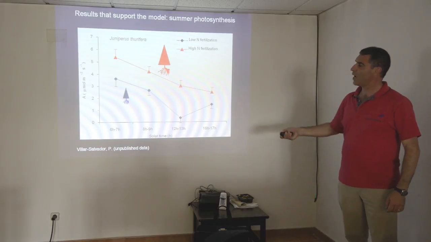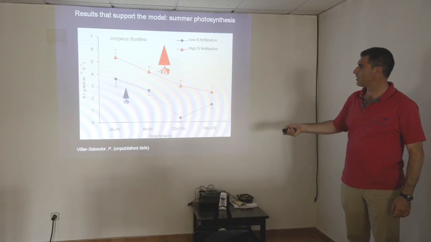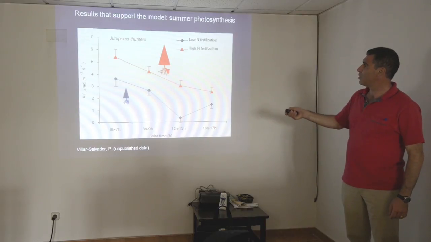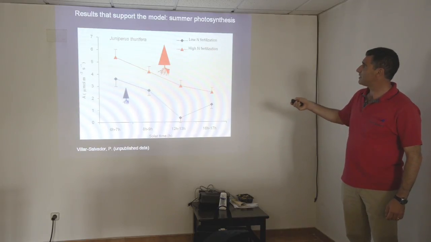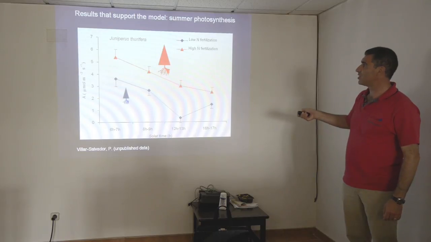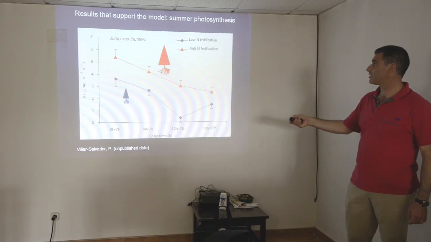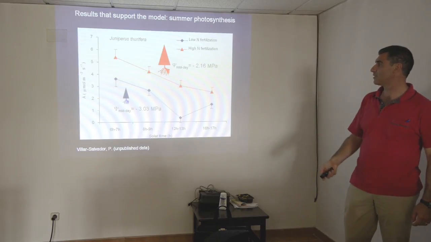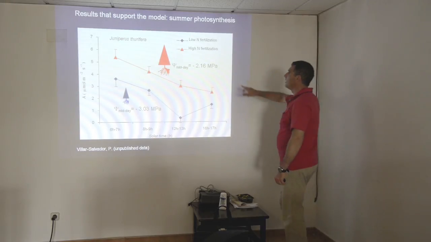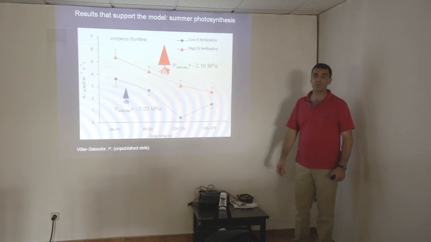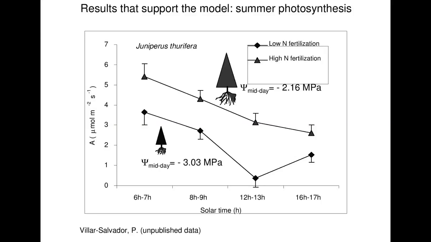Okay. Well, this is a result. In one day in July, we analyzed the photosynthesis throughout the day, and what we observed is that the high fertilized seedlings showed higher photosynthesis rate than the small seedlings, than the low fertilized seedlings. And when we examine the water potential of the seedlings, large, high fertilized seedlings had a higher water potential, maintained a better hydrated condition than the low fertilized seedlings.